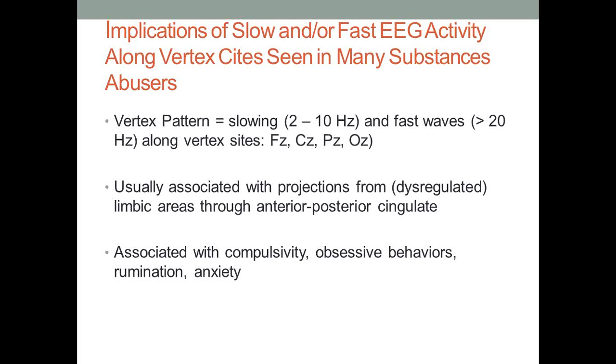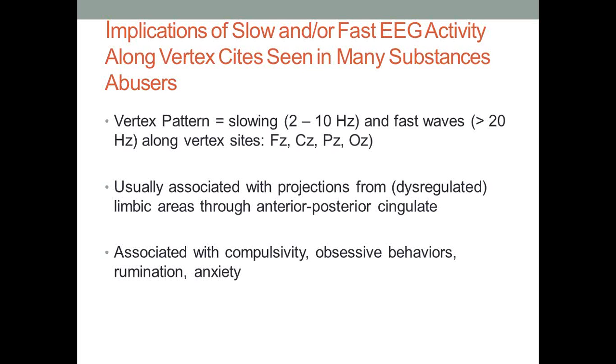Alcohol is usually CZ and sometimes FC. It's usually associated with projections from the dysregulated limbic areas through the anterior posterior cingulate, and associated with compulsivity, obsessive behaviors, rumination, and anxiety. The one thing I've noticed over the years is that in the patients at the addiction center, there's a tremendous amount of anxiety. That's the biggest reason they're referred to me. And then as well, the obsessive compulsiveness that goes with that.